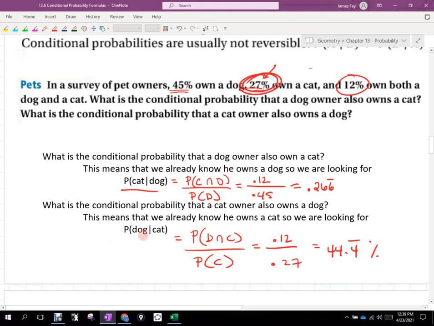So the probability that I walk into somebody's house not knowing anything about them and that I'm going to see a dog from the survey was 45%. If I open the door and I see a cat now, that 45% drops to 44%. So yeah, that would give me 26.6 repeating percent as well.